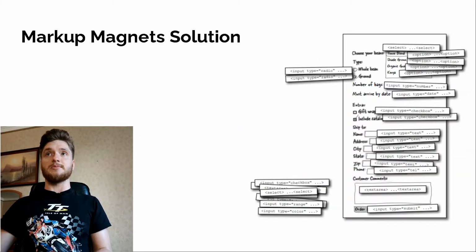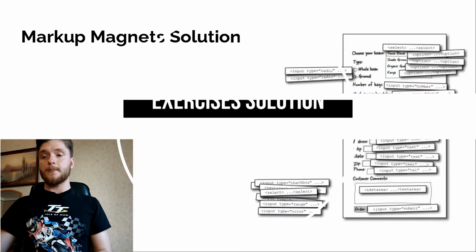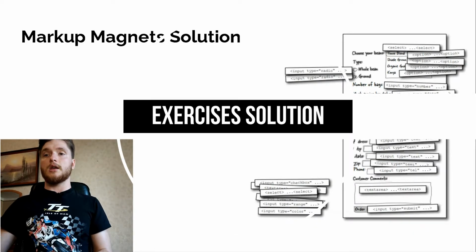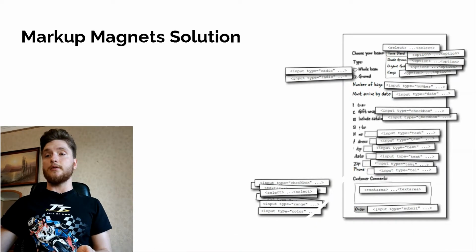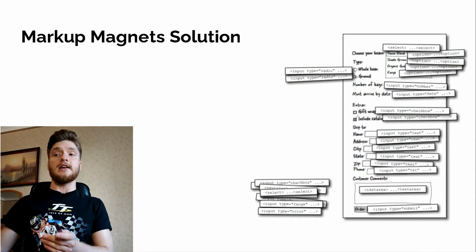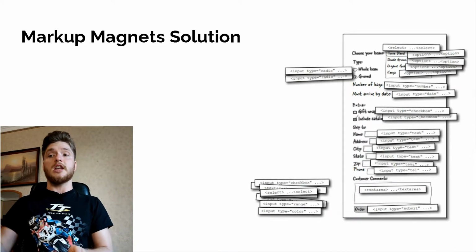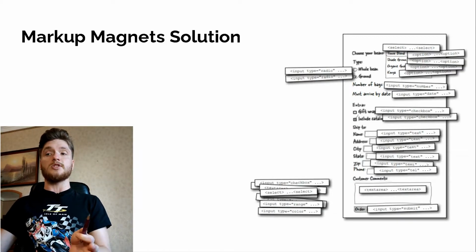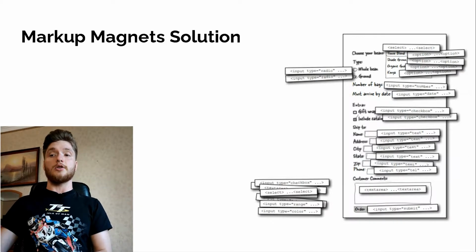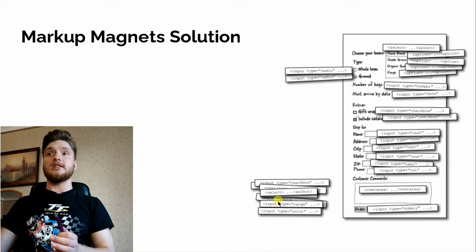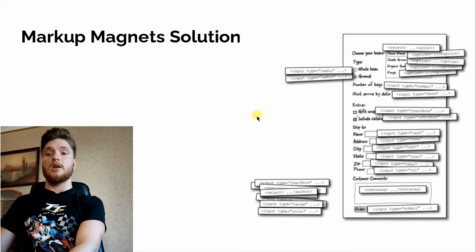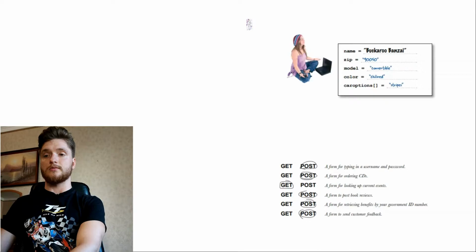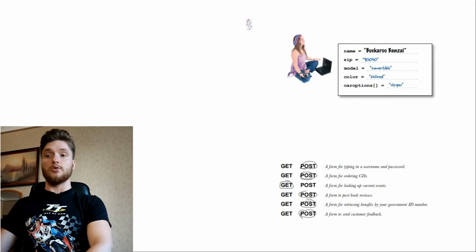Exercise: markup magnets solution. Your job was to take the form element magnets and lay them on top of the corresponding controls in the sketch. You didn't need all the magnets below to complete the job; some were left over. Here is our solution. Be the browser solution. And the get or post solution too.